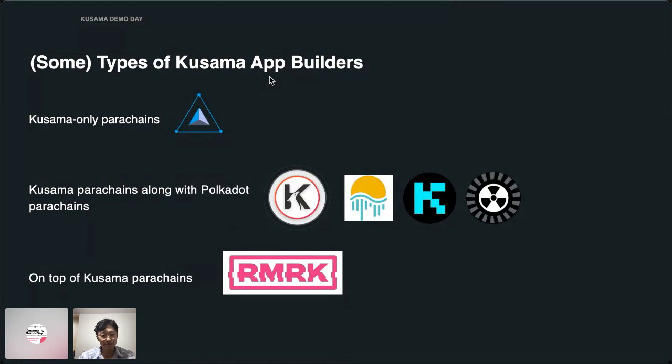And the final type of Kusama application builder that's pretty notable right now is builders who are building on top of Kusama parachains.